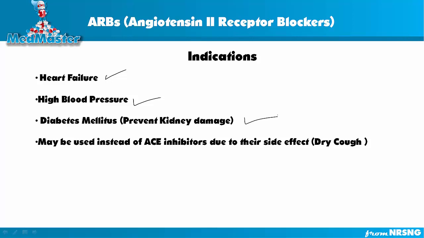And it is also used instead of an ACE inhibitor due to their side effects, because one of the main side effects the ACE inhibitor has is the dry cough, and it's sometimes so persistent that it's not tolerable by the patient and they have to switch to the ARBs. So that is one of the reasons we use ARB medications as well. So let's talk about the mechanism of action.